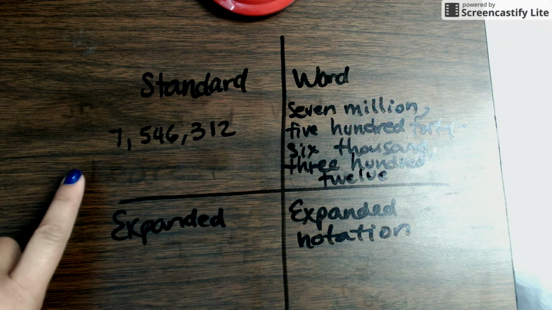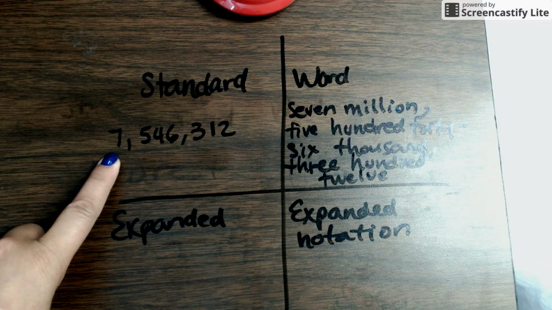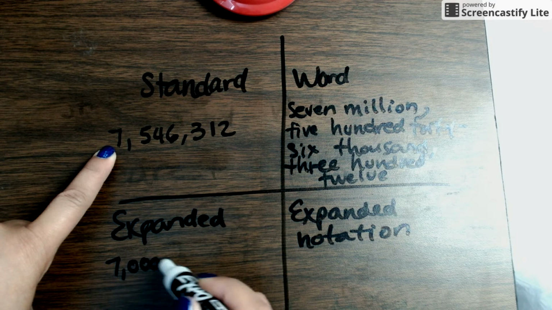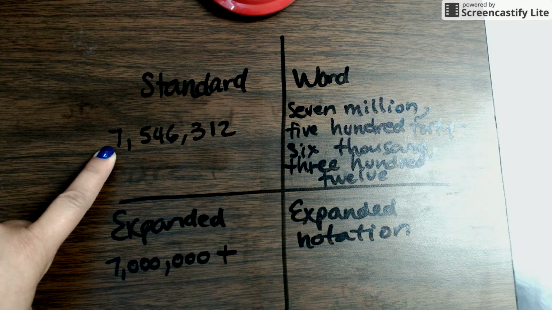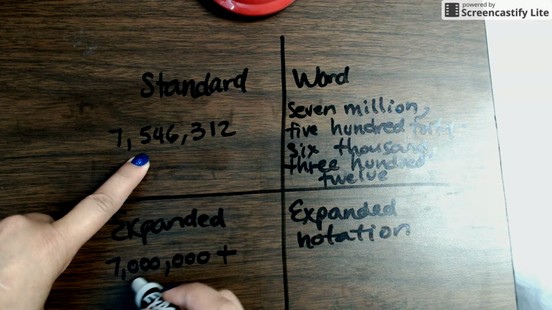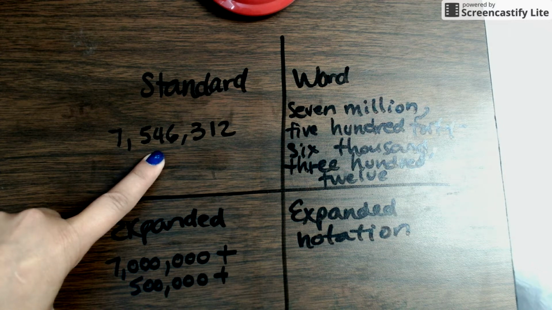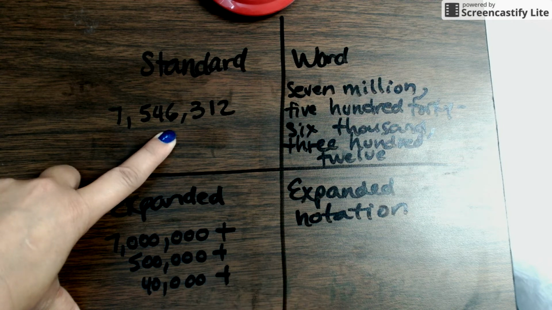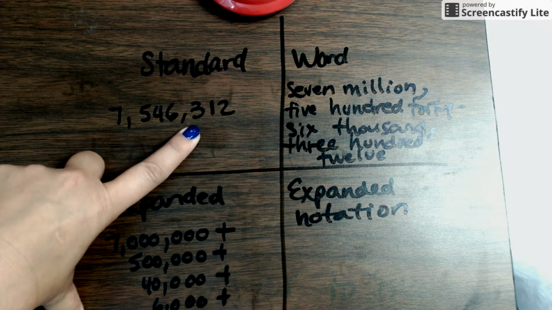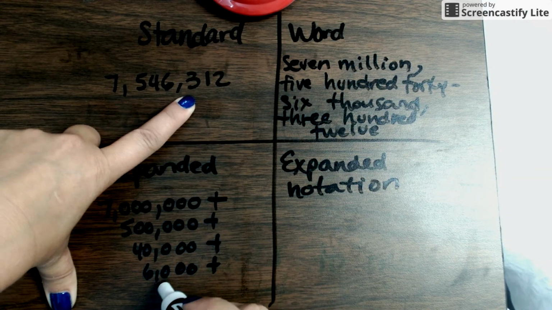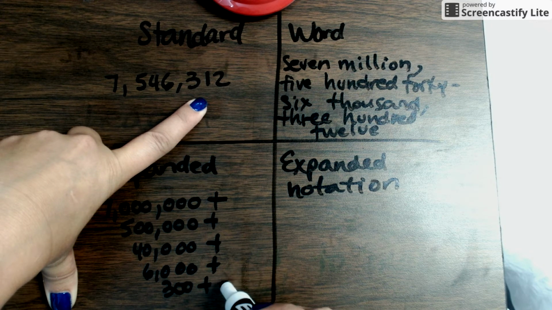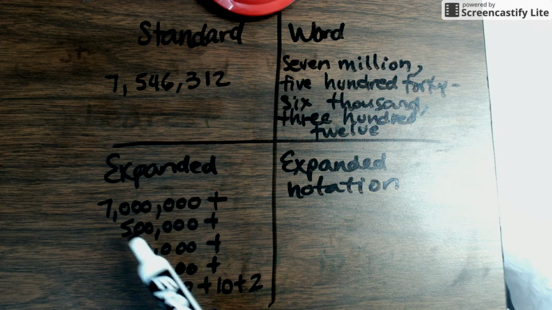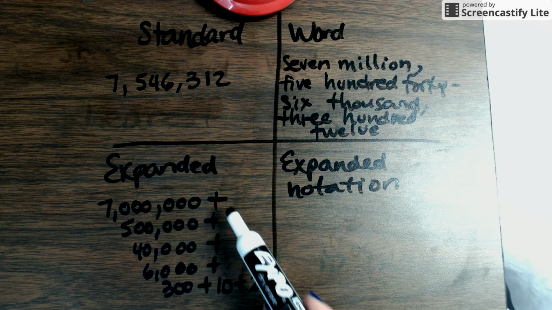Okay? Expanded form means you're taking the value of each digit based on the position it's in and adding it all together. So basically the 7 is in the millions place. So if you have a 7 in the millions place, it's worth 7 million. Its value is 7 million. Plus, if you have a 5, that 5 is in the hundred thousands place. So therefore its value is 500,000. Plus a 4 in the ten thousands place, let's scoot that down a little bit, is worth 40,000. Plus a 6 in the thousands place, that's worth 6,000. A 3 in the hundreds place, I'm going to scoot that down a little bit more, is worth 300. A 1 in the tens place is worth 10. And a 2 in the ones place is worth just 2. So this is how we would write this number in expanded form. You're writing the value of each digit based on the place value position it's in, added up together.